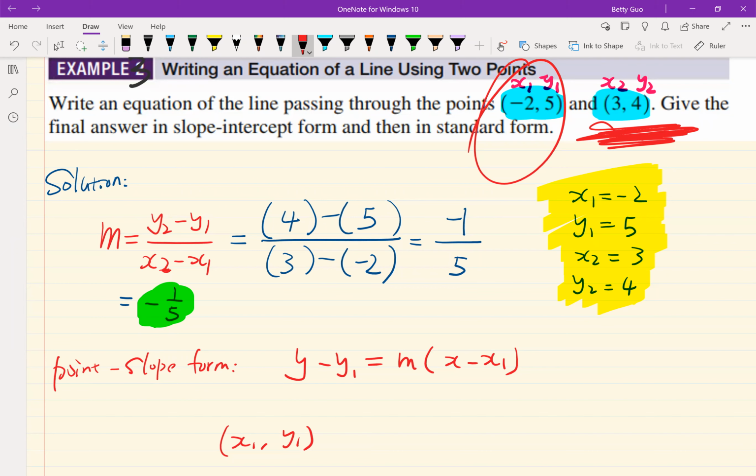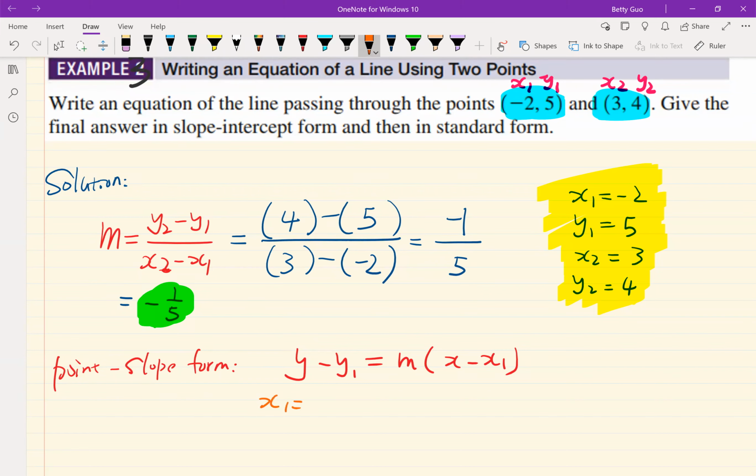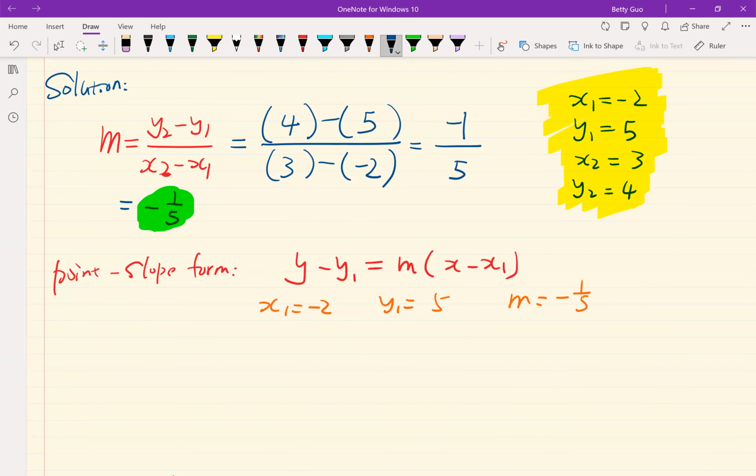For us, let's just use x sub 1, y sub 1, because we already labeled x1 is -2, y sub 1 is 5, m is -1 over 5. Okay, let's plug in. We copy y, copy minus. What is y sub 1?